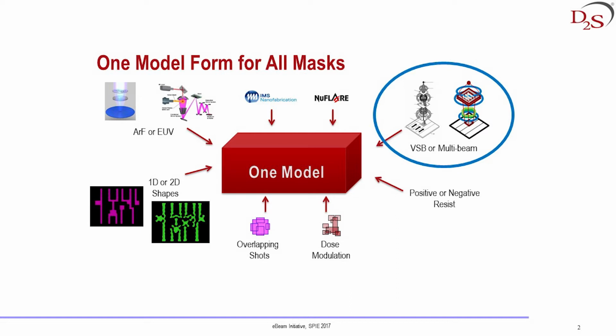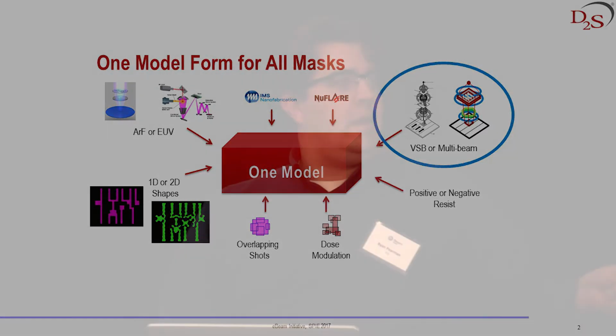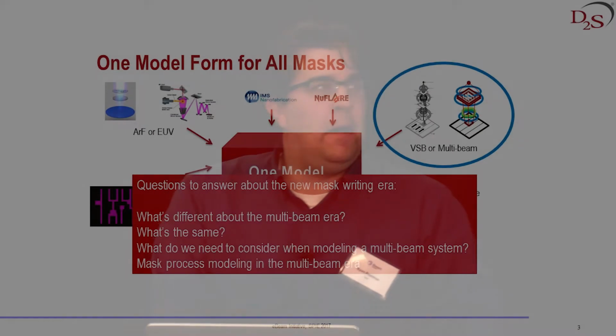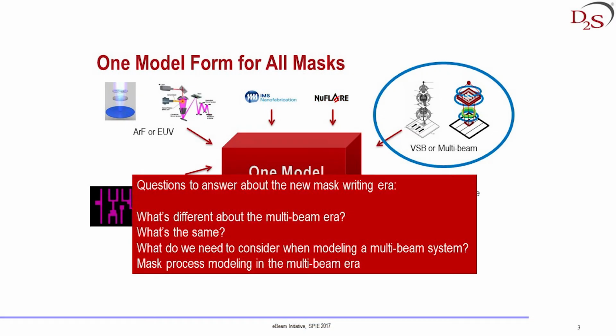different tools. And so what we'll focus on today is the introduction of the multi-beam system, because this is a disruptive technology. It was brought because of the explosion of shot count in an attempt to reduce overall write time. But the question is, is that going to impact our ability to have a single model form, or is it going to do something different? I think the slide implies the answer at the end of the talk, but we'll go through and ask a couple of questions.